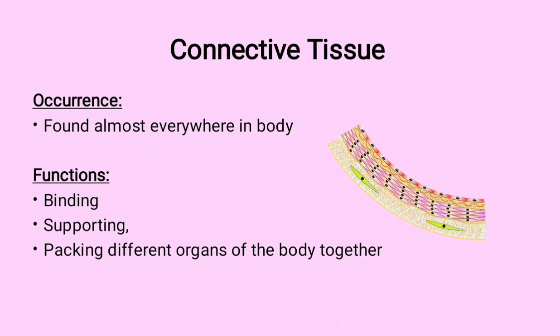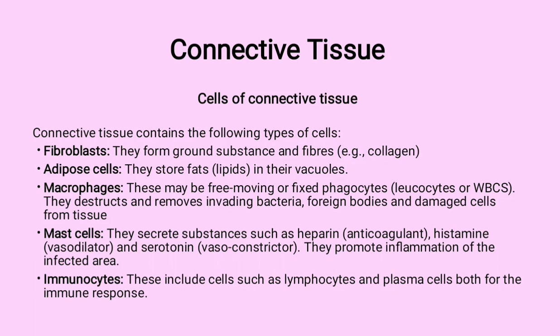as I have already told you. Connective tissues contain the following types of cells. First one is fibroblast. They form ground substance and fibers, for example collagen. So collagen is made up of fibroblast. Second is adipose cells. They store fats and lipids in their vacuoles. The third one is macrophages. These may be free moving or fixed phagocytes, leukocytes or WBCs. They are involved in the destruction and removal of invading bacteria, foreign bodies and damaged cells from tissues.